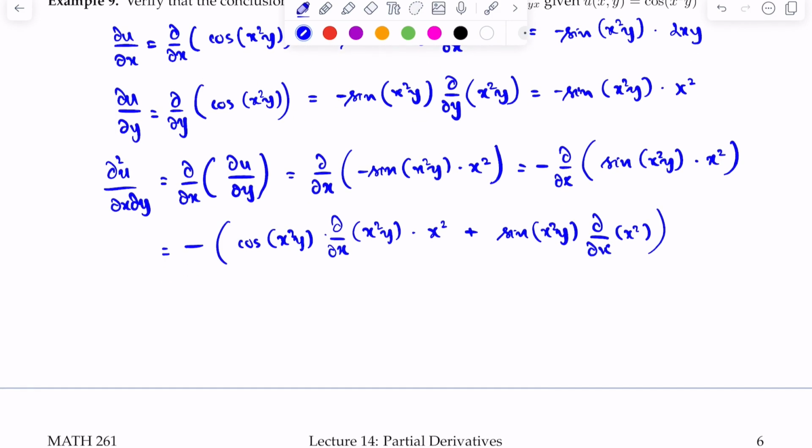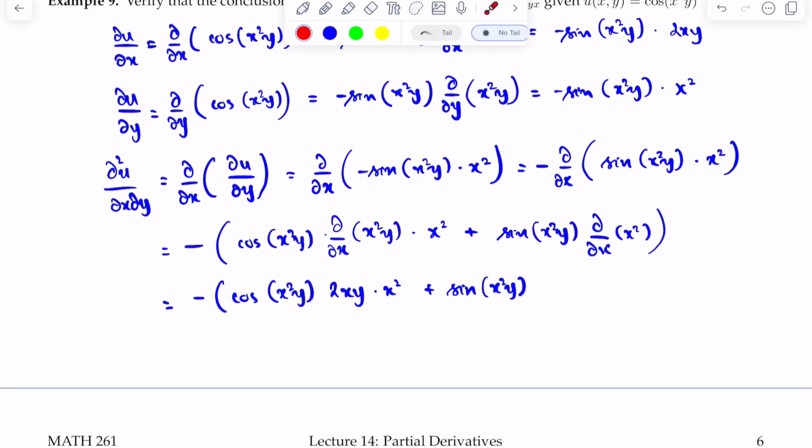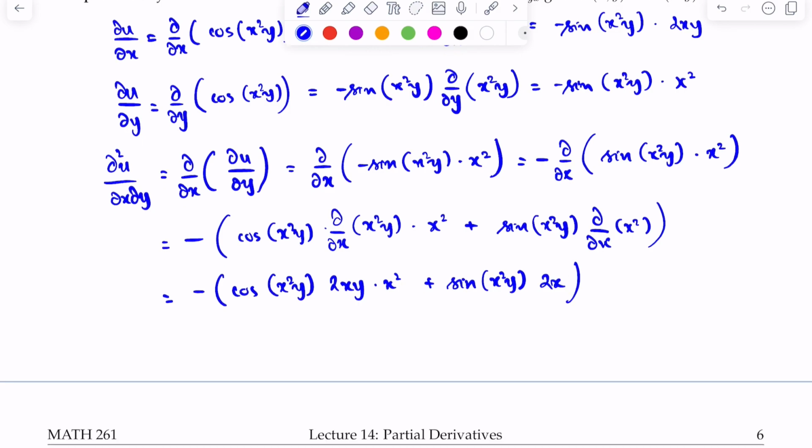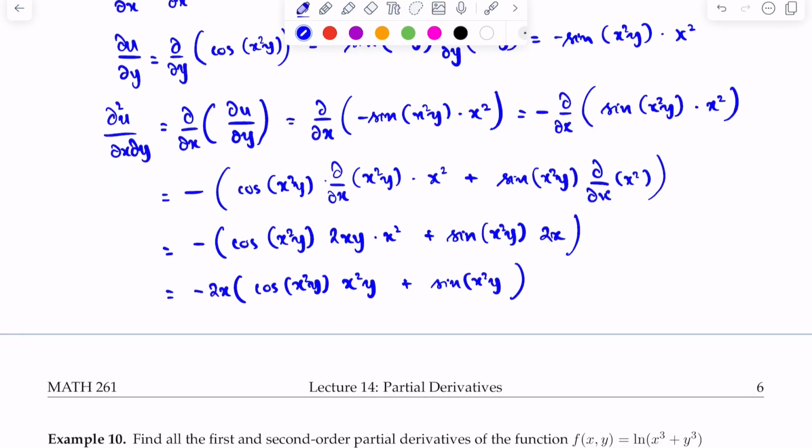Okay. And then you simplify what you got here, and you get cosine of x squared y times the partial derivative of x squared y with respect to x, and this gives you 2xy times x squared, plus sine of x squared y times the partial derivative of x squared with respect to x, that is 2x. So I'm going to simplify this by taking 2x as a common factor, and you get negative 2x times cosine of x squared y times x squared y plus sine of x squared y. Now I'm going to keep the result only and erase all the calculations in the middle.